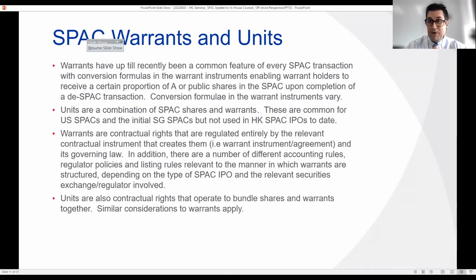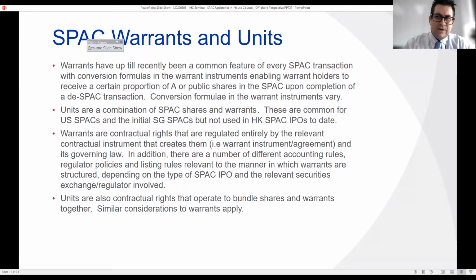other components of a SPAC offering, it's important to talk about the role of warrants and units. So warrants are a form of contractual rights that entitle the holders to receive a certain proportion of shares or part of a share in a SPAC. Units are, again, another form of contractual rights, which effectively bundle shares and warrants together.